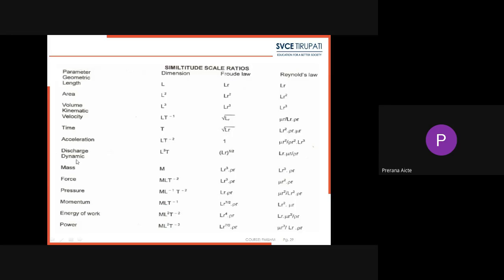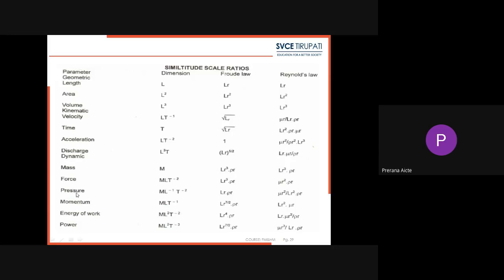Then coming to the dynamic properties, the mass has the dimension m, and from Froude law, the scale ratio is LR cube into rho r, and for Reynolds law also, the scale ratio is LR cube into rho r. For force, the dimensions are m L t power minus 2. From Froude law, the scale ratio is LR cube into rho r. From Reynolds law, the scale ratio is mu r square by rho r.